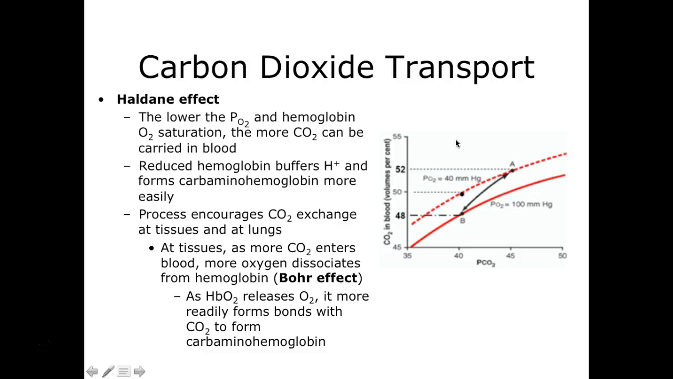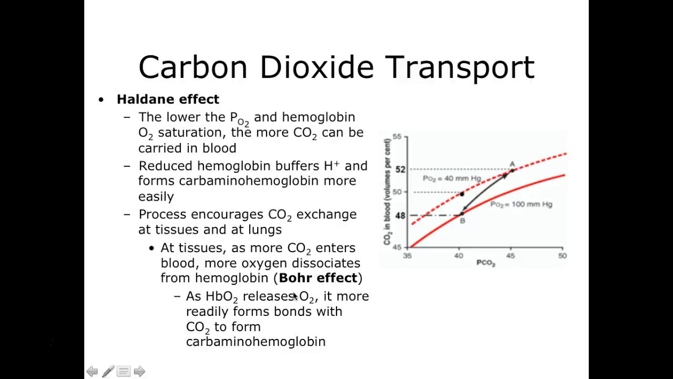The lower the partial pressure of oxygen and hemoglobin oxygen saturation, the more carbon dioxide that can be carried in blood. So basically, if we have these red blood cells that aren't really combining with oxygen, that means we have more hemoglobin molecules to combine with carbon dioxide. So about 23% of our blood carbon dioxide is transported bound to hemoglobin. And this ability for carbon dioxide to bind to hemoglobin when we have these low oxygen hemoglobin saturation levels is this Haldane effect.